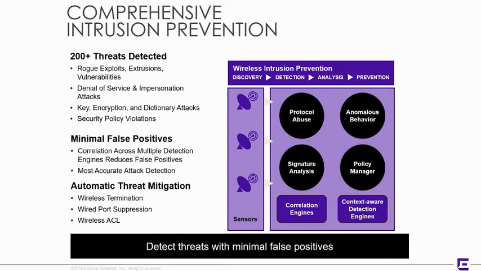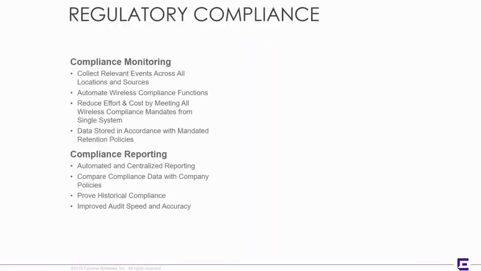So all this data is collected. Once the sensor detects any of this, there are three things we do. We either wirelessly terminate the device. We can block the wire spot where you plugged a rogue AP into the Ethernet switch. We block that port on the switch. The port can be managed, right? Or we can do a wireless access control list. So these are a few things that we can do with Air Defense, right?